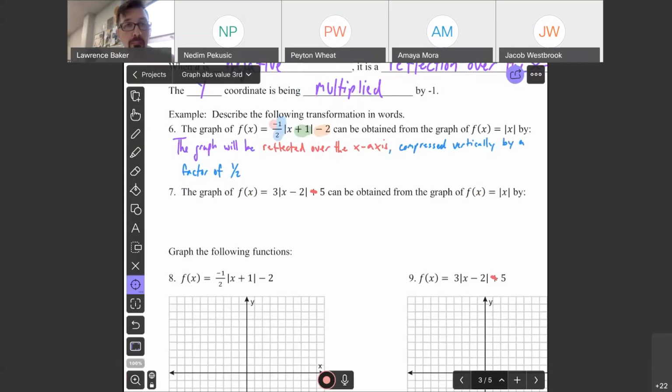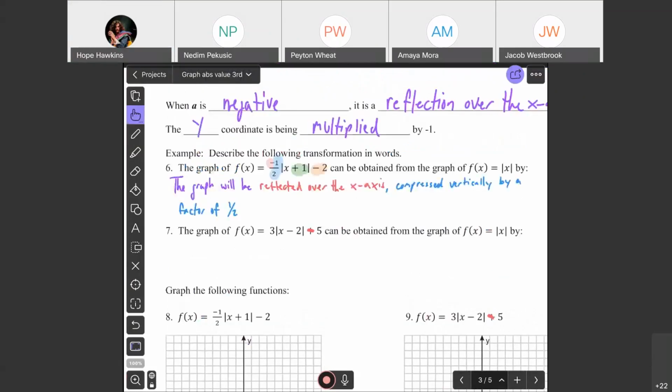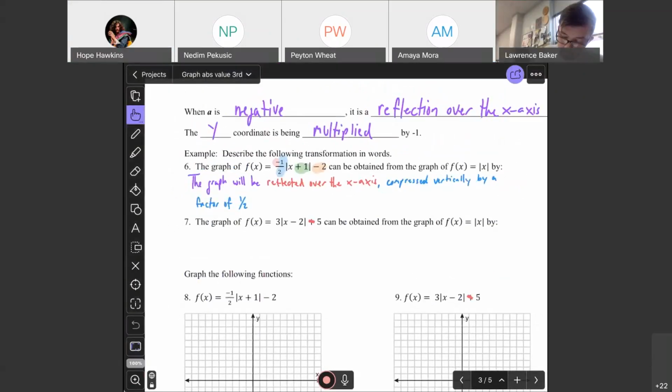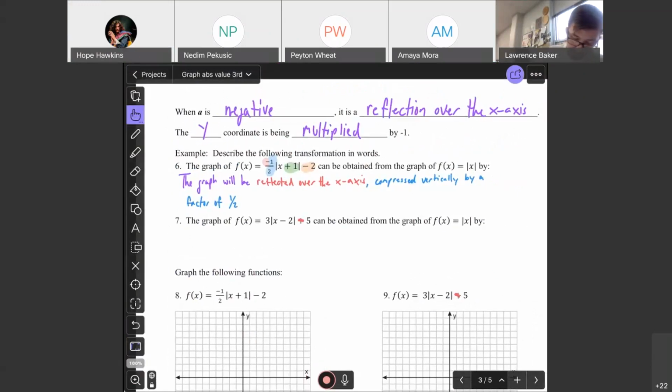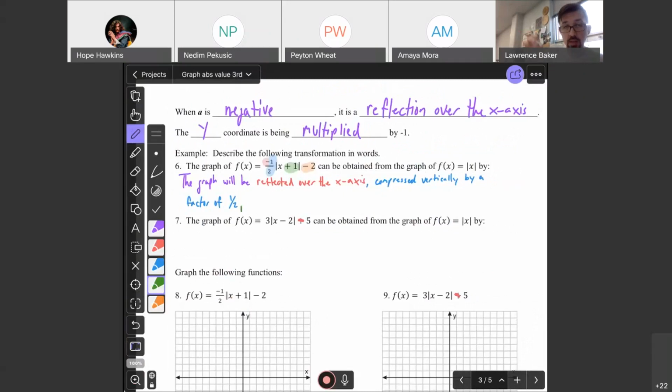What's the top bit say? Y coordinate is being multiplied. And then the 1, so that's our inside, that's our left and right shifts. Remember, we don't trust that one. So that says +1, but we're going to remember that it's a left shift. 1 unit.